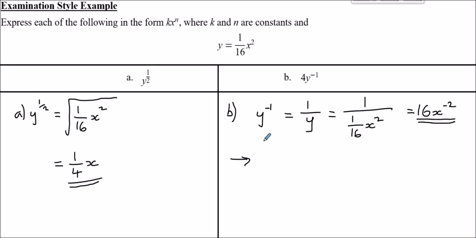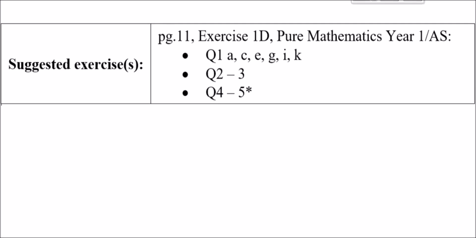So if that's y to the minus 1, we can say that 4 lots of y to the minus 1 is this here multiplied by 4. 16 times 4 is 64, so we're going to have 64 x to the power minus 2. And that's all there is to it. Apart from, of course, you need to do the hard work yourself as well. So using these notes and following on with what I've said, apply it yourself.